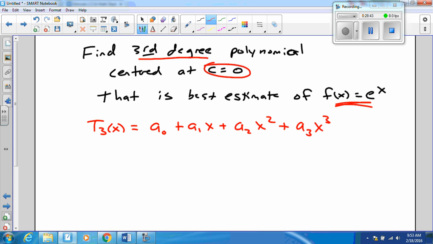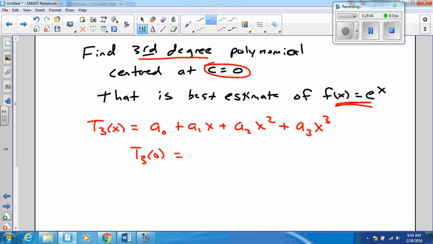What's cool is I can generate those coefficients one at a time just by requiring that the function, its derivative, second derivative, its third derivative have to agree with the 0, 1, 2, 3 derivatives of the polynomial at x equals 0. And here's how it goes.